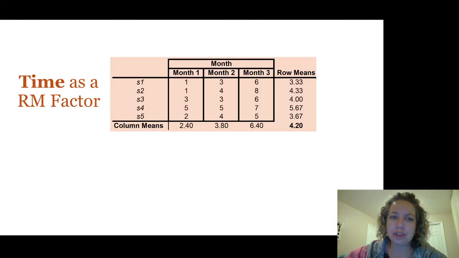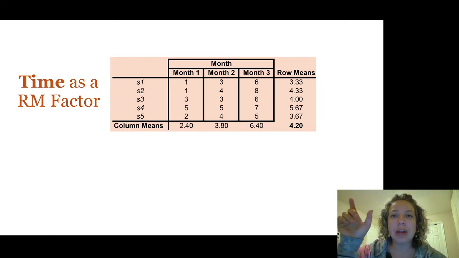So here's an example of the kind of way that we could look at a table of data that is repeated measures. This is what we call wide format. In a way, we have subjects 1, 2, 3, 4, 5. Each subject has its own row.